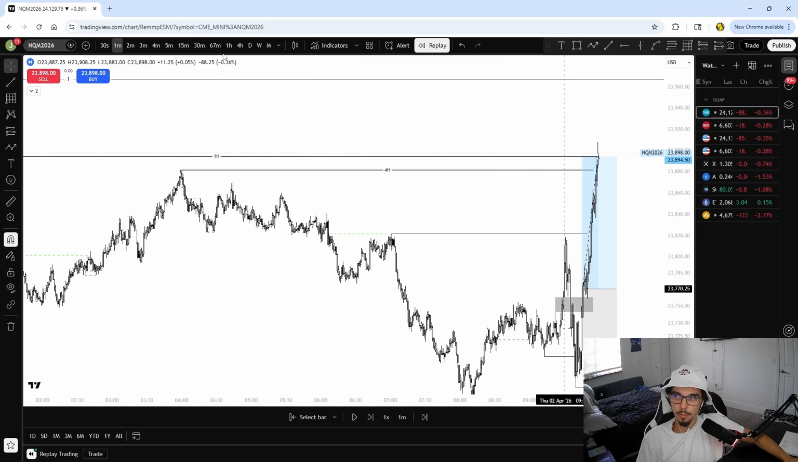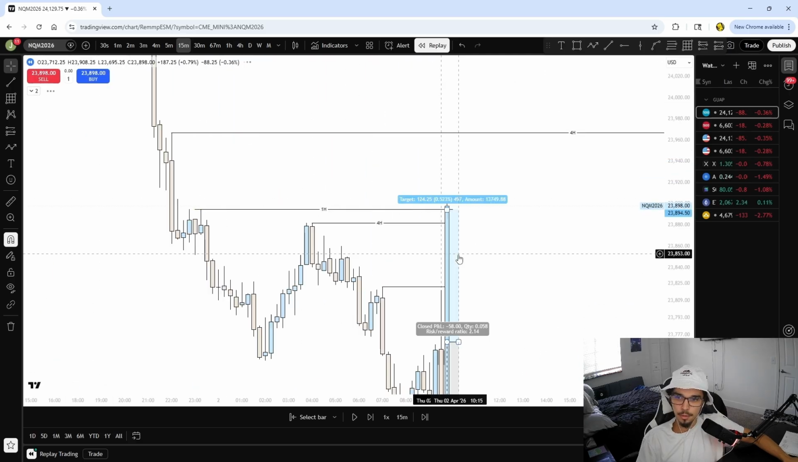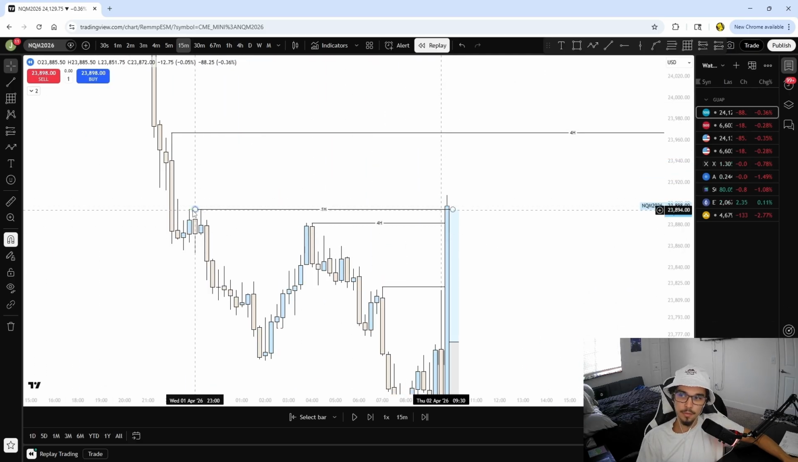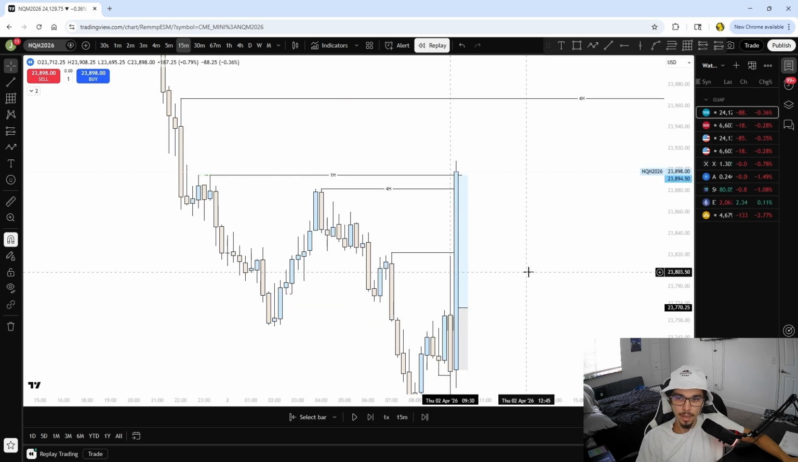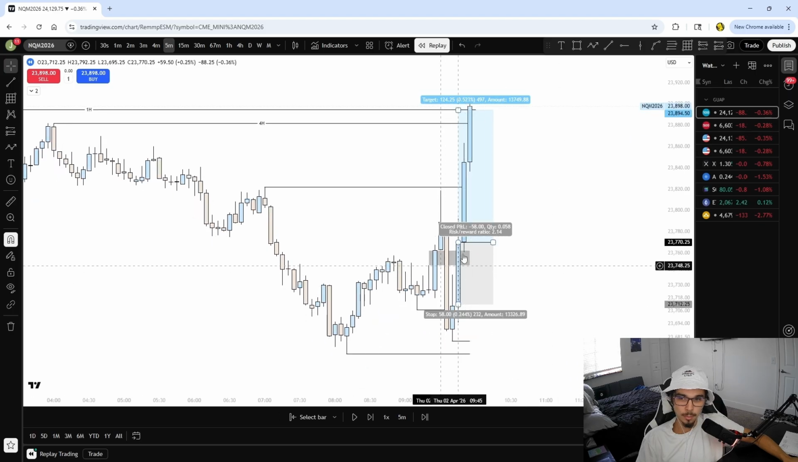Okay, we have this unfilled 4-hour. Let's go to the hourly real quick. We have this unfilled hourly right here. Let's go to the 15-minute. We have equal highs on the 15-minute resting right here as well. So it was a great draw on liquidity, along with our entire narrative surrounding this BPR inversion right here.